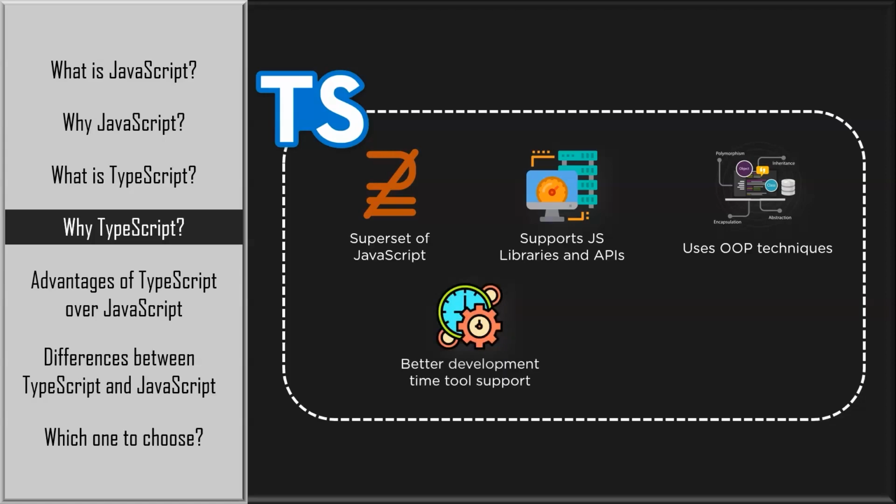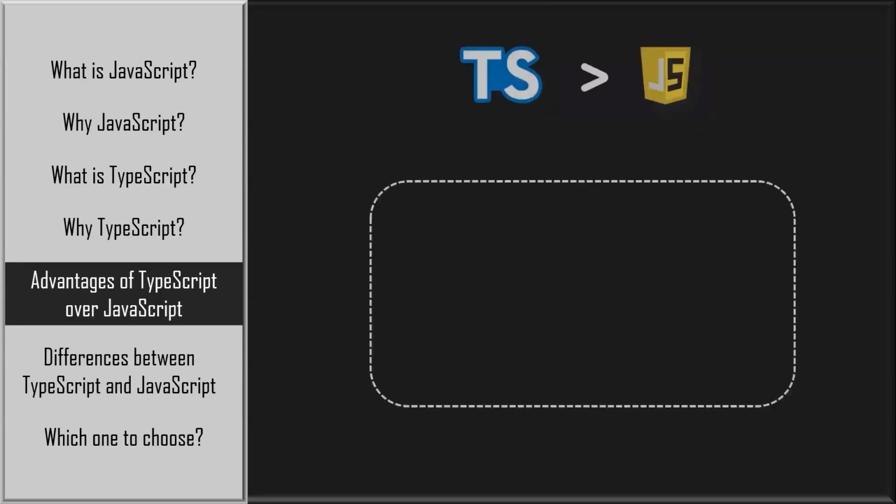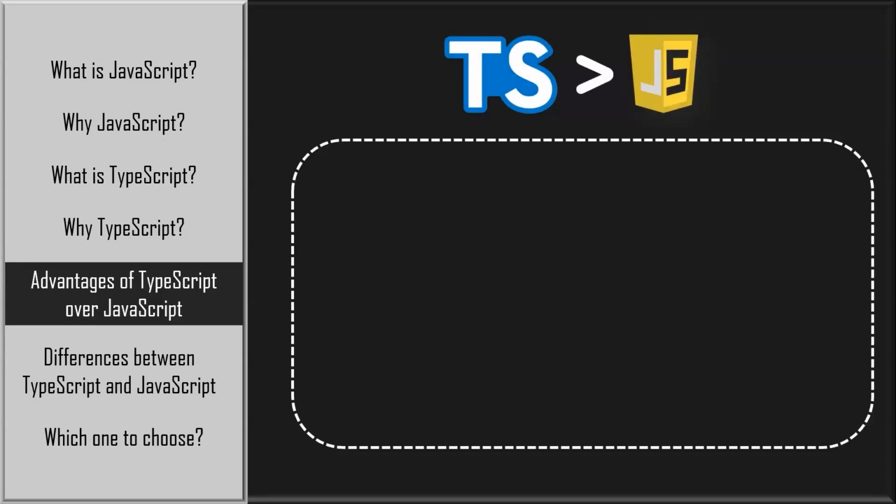TypeScript helps with quicker code development, thus improving performance. And lastly, as mentioned earlier, it adds several additional features to JavaScript, making coding excessively easy. Now let's look at some of the advantages of TypeScript over JavaScript.